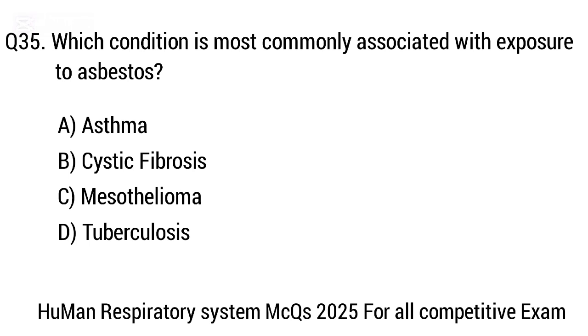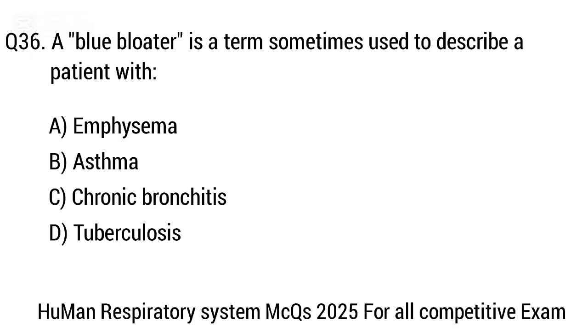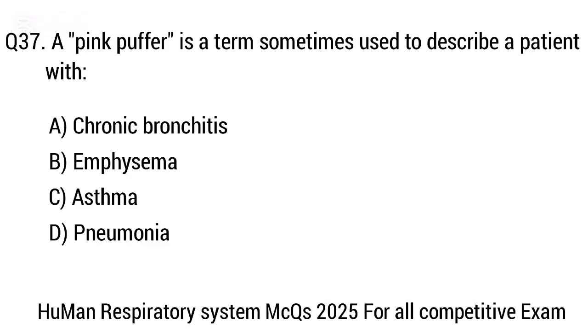Question 35. Which condition is most commonly associated with exposure to asbestos? The right answer is option C. Mesothelioma. Question 36. A blue bloater is a term sometimes used to describe a patient with. The right answer is option C. Chronic bronchitis.